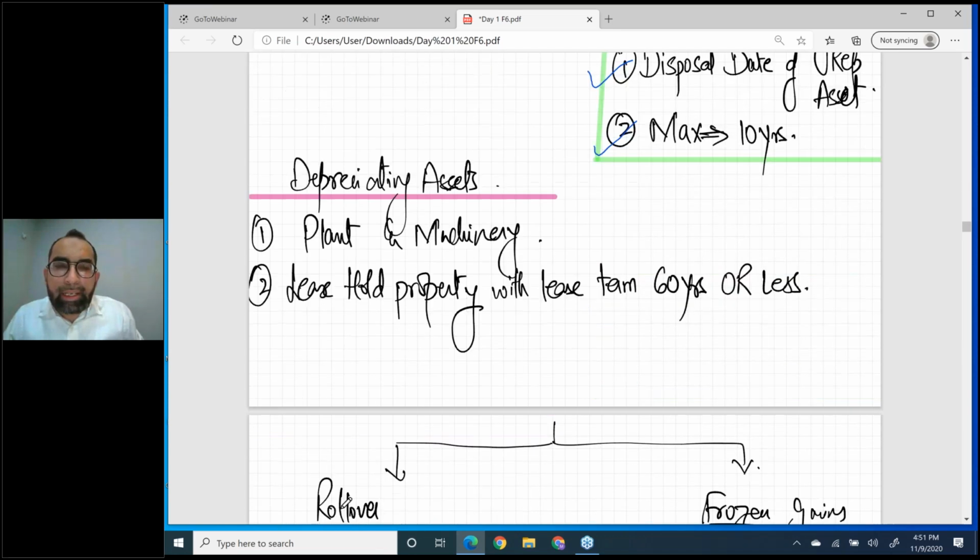Okay, now wait, the question is, sir, can you tell us a few depreciating assets of our TX F6 course? Yes, learn these two names. Number one, plant and machinery. If you are buying plant and machinery, or if you are buying a leasehold property with a lease term of 60 years or less, then these two are depreciating assets, and for that you have to work frozen gains working. No more rollover, only frozen gains working.